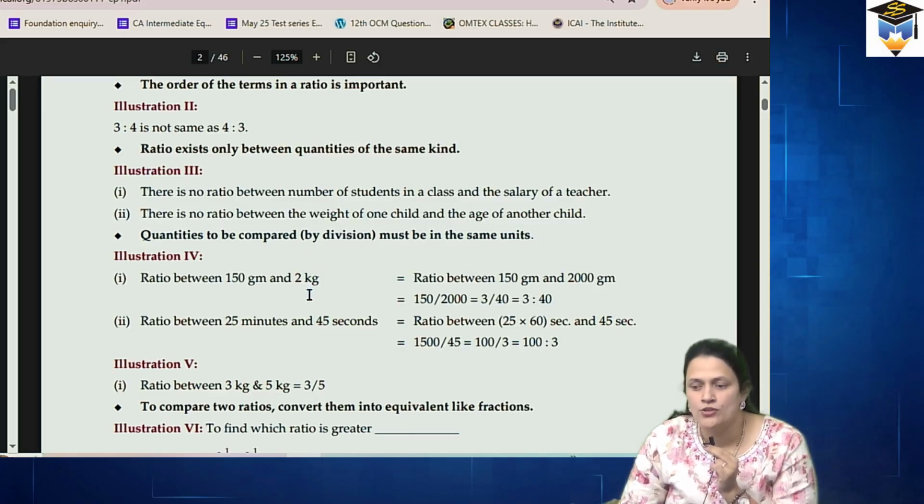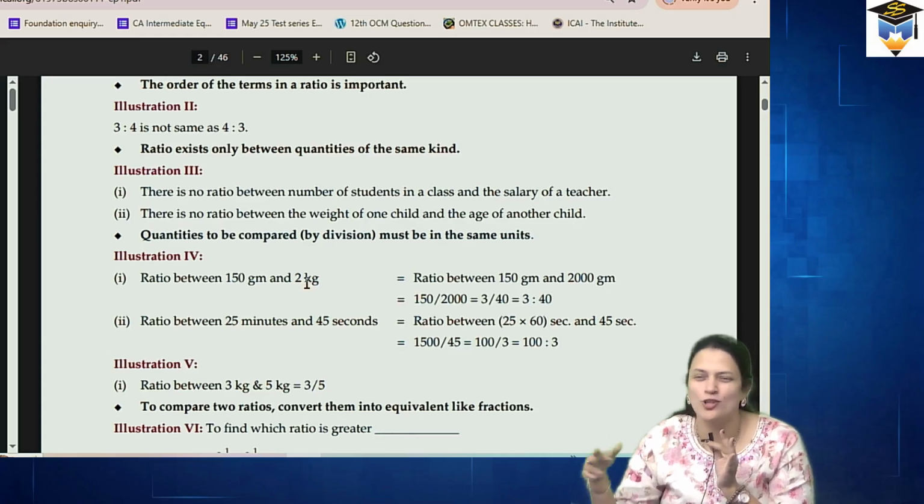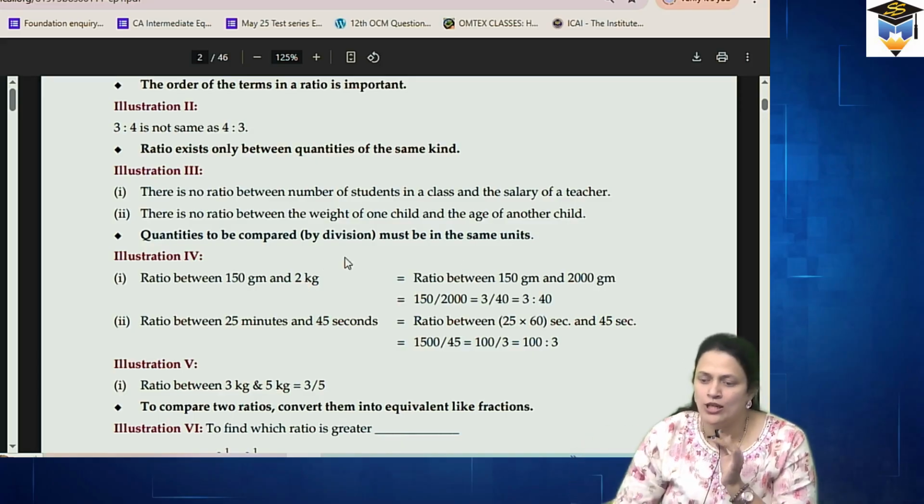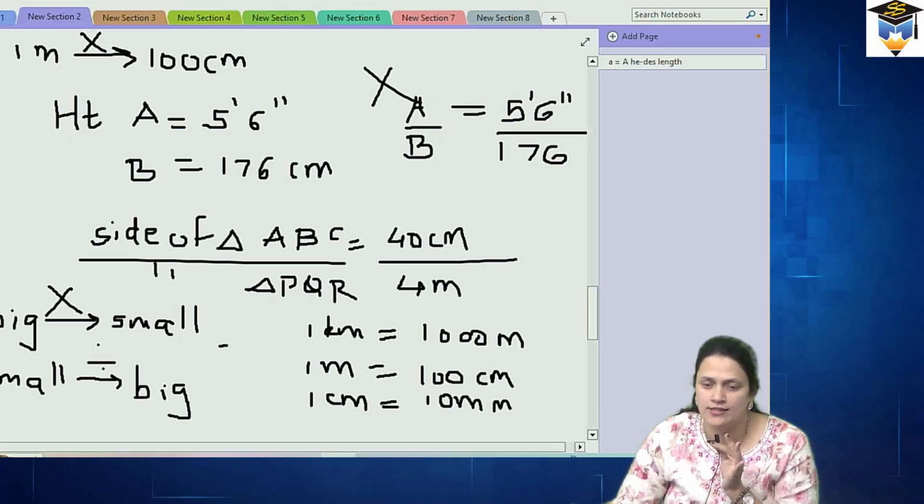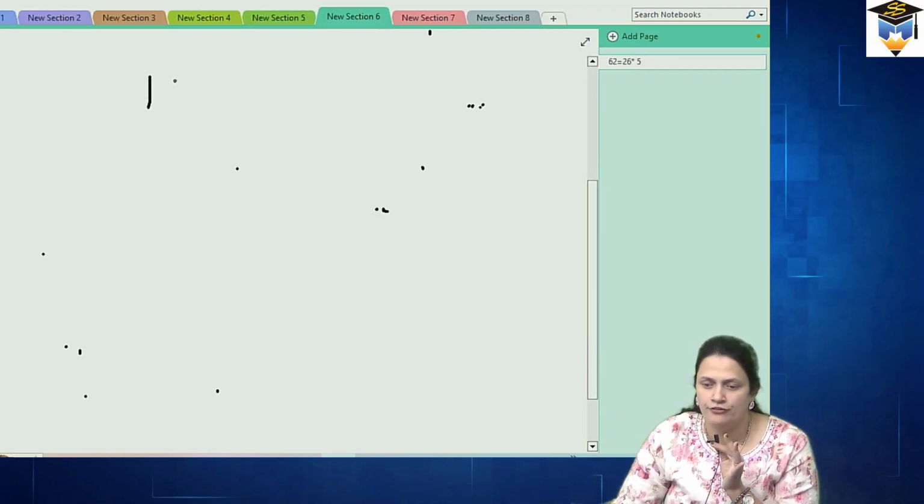All right, so now here they have given a ratio between 150 gram and 2 kg. Again, as I have told you, the units have to be one and the same. So I'm going to convert kg into gram, because that is easier. So the answer is 2000 grams. So now the ratio is 150 upon 2000.